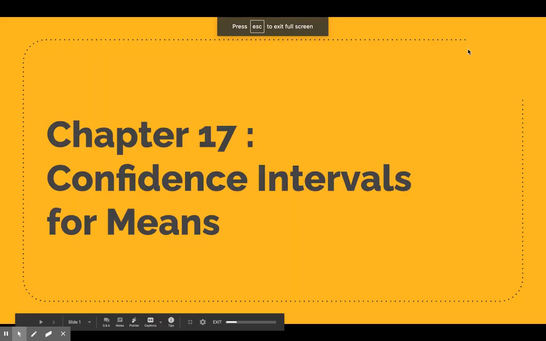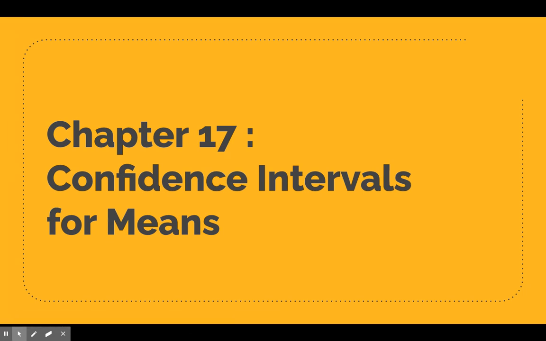Okay, so in chapter 16, we looked at inference and statistics about proportions specifically. We're going to be doing the exact same thing in this chapter, but with means. So it'll go a little bit faster because we have some of the foundational ideas in place, and we're just making a transition from proportions to means.